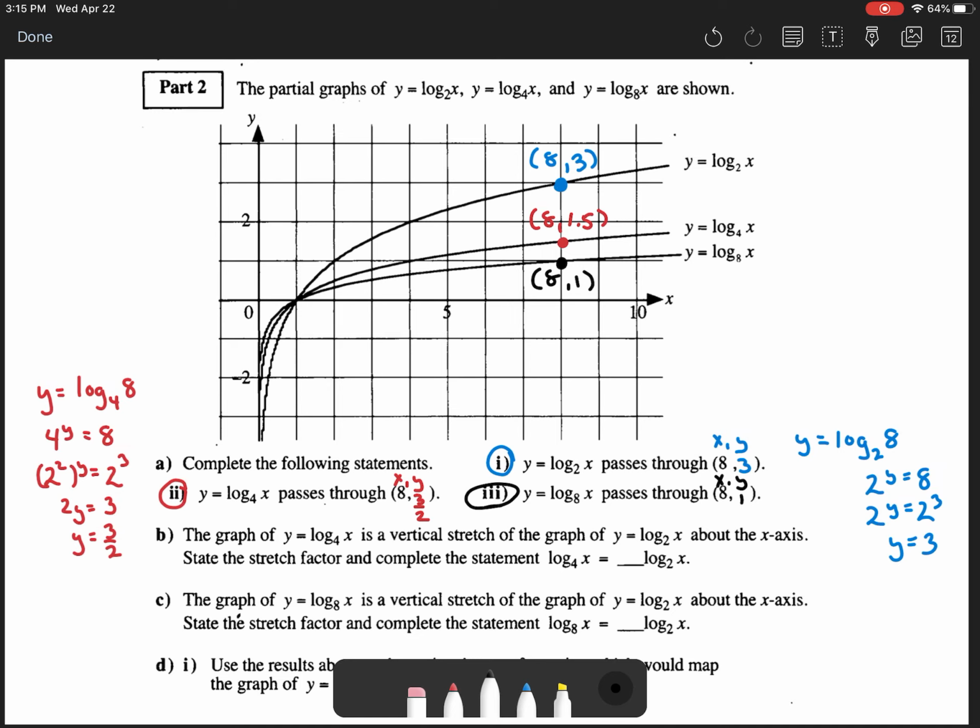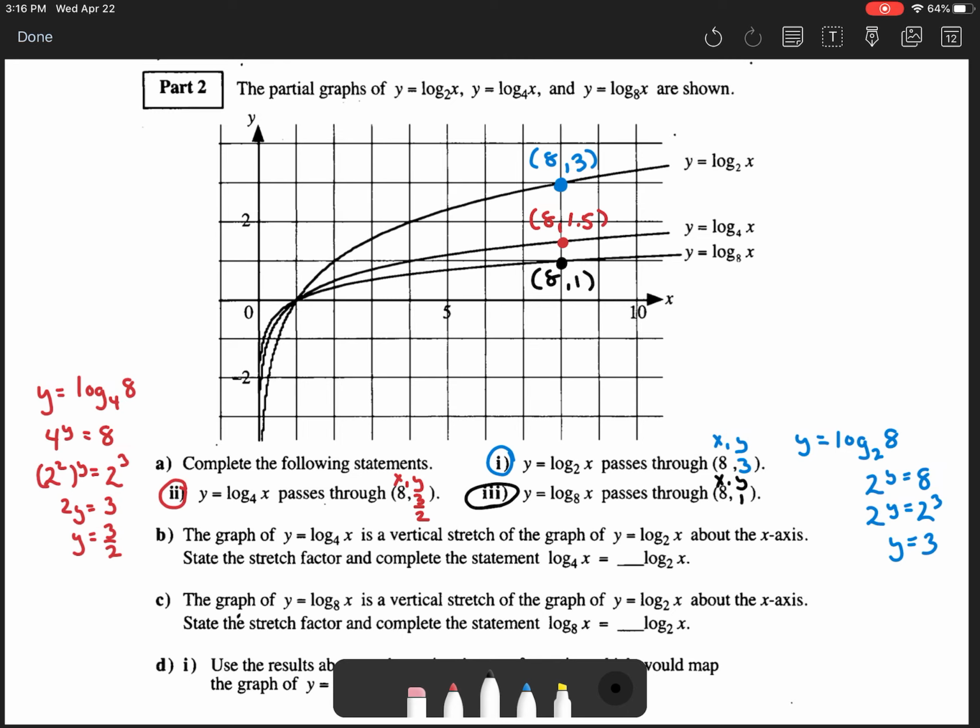Find the y coordinates when x is provided for us. You can do it algebraically. In this case, it wasn't too bad to look at the graphs they provided. But sometimes, like for the red one, the 8 and the 1.5, or the 8 and the 3 over 2, I can't really assume that that's 1.5, so I have to do the algebraic calculation to confirm that. So just make sure that we're okay with that.